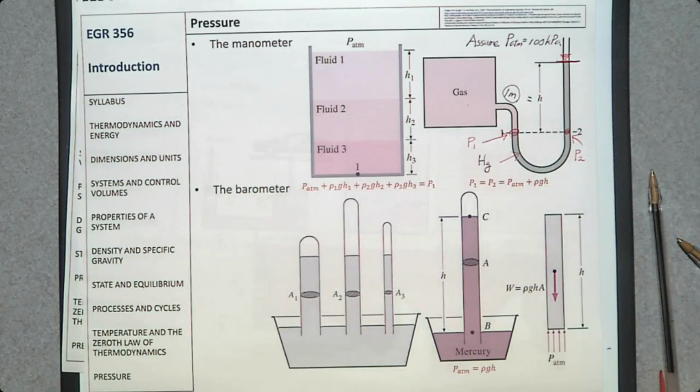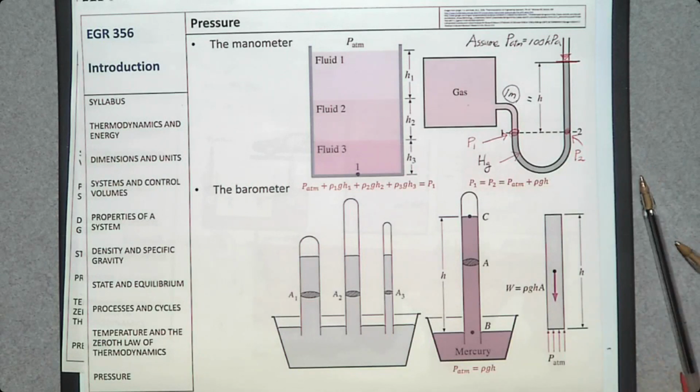Of course, we have pretty much no idea about point number 2. It's just at the same level as P1. We know point 1 is the interface between this unknown gas and the mercury. But P2 is just at the same level, same height as 1. Then, what is the relation between P1 and P2? Is P1 greater than P2, or P2 greater than P1? Or are they the same?